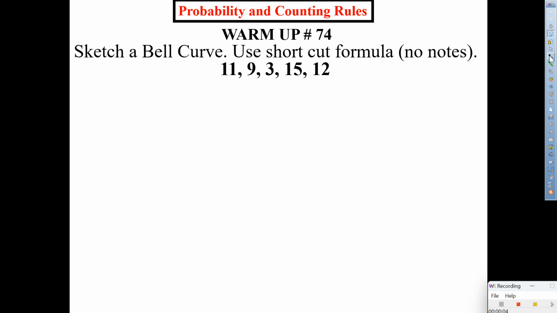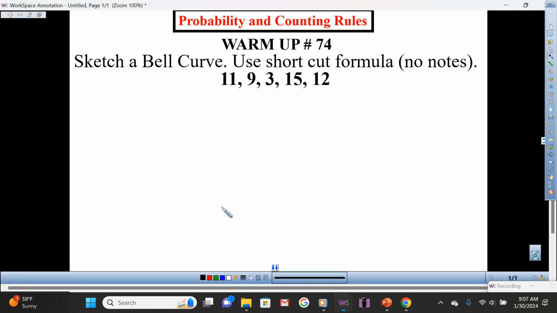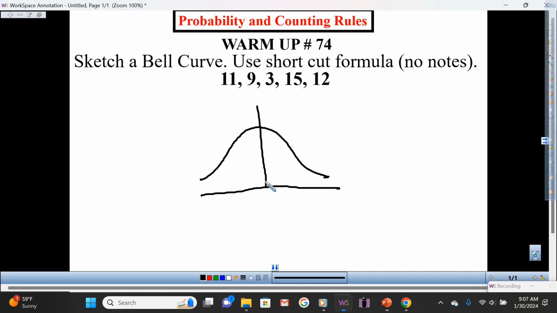Warm up number 74. So, we got our bell curve. What's our mean, Eddie? Mean is 10. Hands if you got 10 for the mean. Okay. And variance. Pass someone out, Eddie. What's the variance? 20. Looks about right. And standard deviation. Pass someone, Joseph.